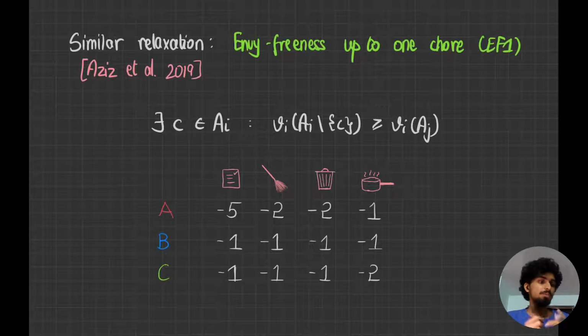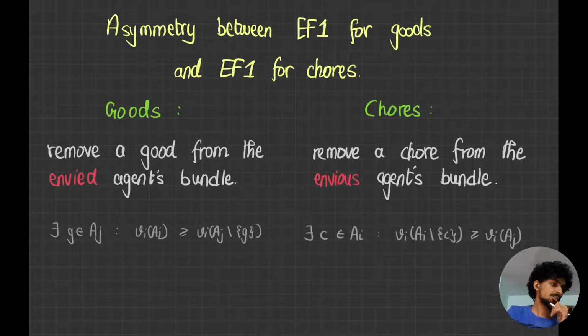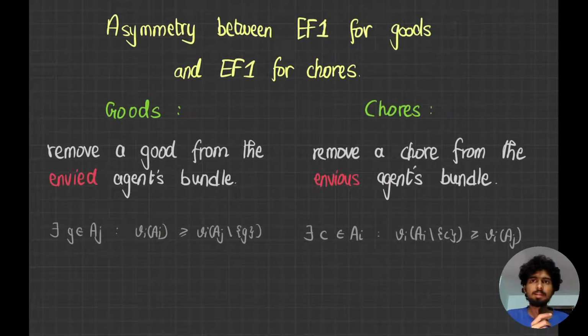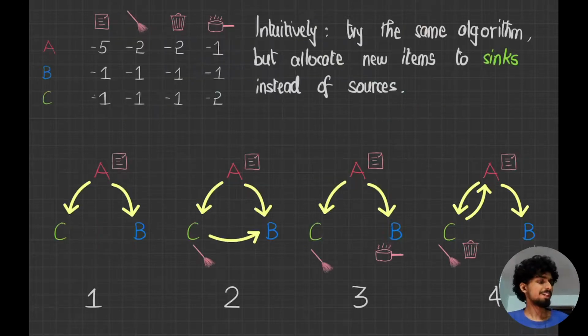So EF1 for chores is defined as: any envy present should vanish on removing a chore from the envying agent's bundle. This causes some sort of asymmetry between EF1 for goods and chores. For goods, you remove the good from the envied agent's bundle. For chores, you remove the chore from the envious agent's bundle. This is a small difference, but something we should keep in mind. Why do we need to keep this in mind?